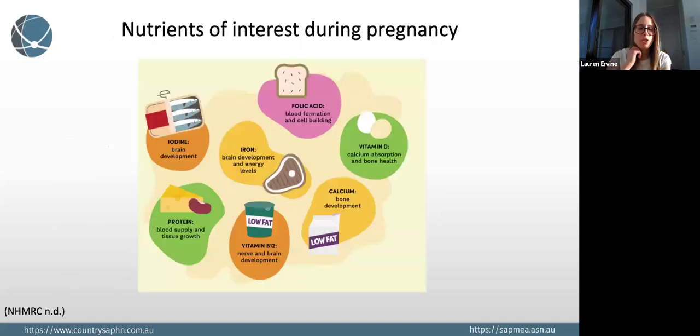Now, the nutrients of interest we're just going to be touching on. During all trimesters of pregnancy, but in particular those last ones, we need to make sure that the mother is getting enough of these nutrients in particular. So iodine helps with the development of the baby's brain. Getting enough of this through general foods is typically achievable. It's found primarily in things like table salt.